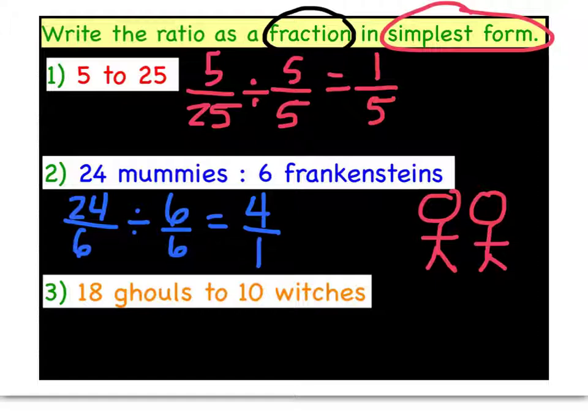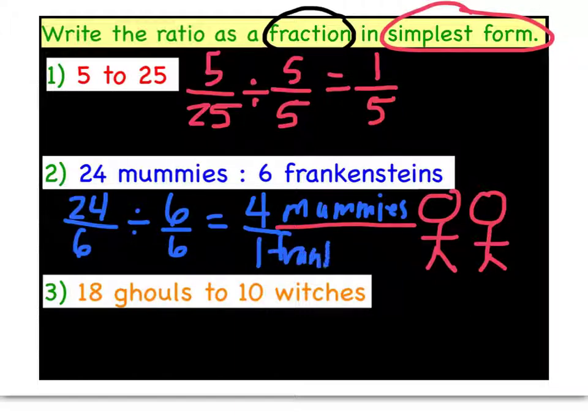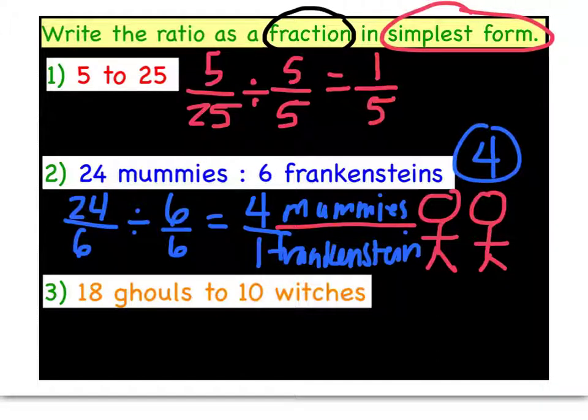Now let's go ahead and talk about a mistake a lot of people are going to make. They're just going to leave the answer as plain old 4. And let's talk about why it's not just plain old 4. We are making a comparison between mummies and Frankensteins. We still need to know how many Frankensteins we have and how many mummies we have. So we're going to put 4 mummies on the top and 1 Frankenstein on the bottom. And that makes sense because if we just put 4, we don't know how many mummies we have and we don't know how many Frankensteins we have. But if we make that nice fraction, we definitely know.